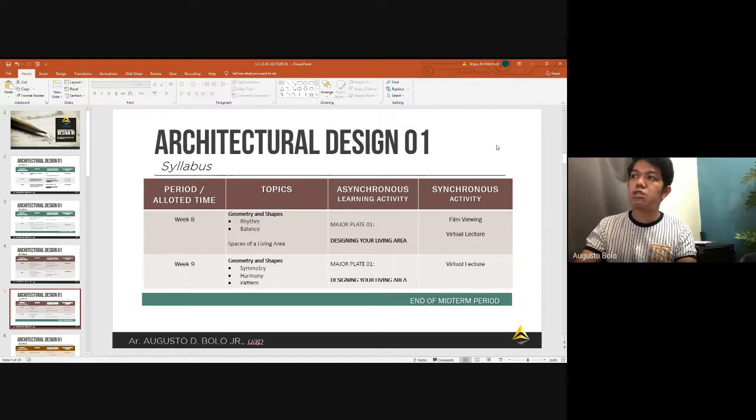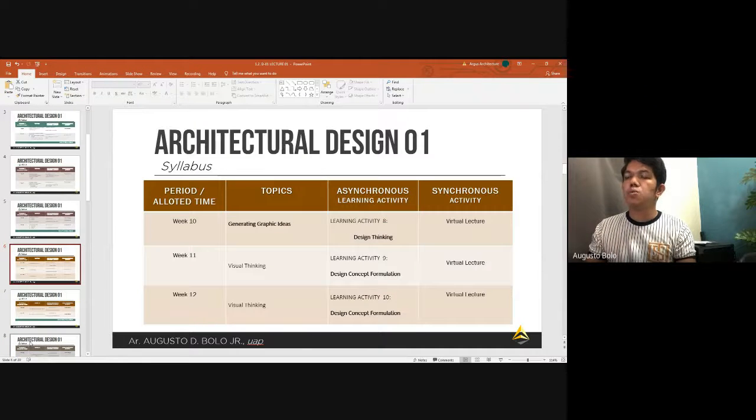For your first major plate, we will be designing your dream living area. What is a living area? Sala. Your dream sala, your dream living area for our class. So we will be discussing and designing that along the way. On week 8 and 9, that will be your first major plate for midterm.